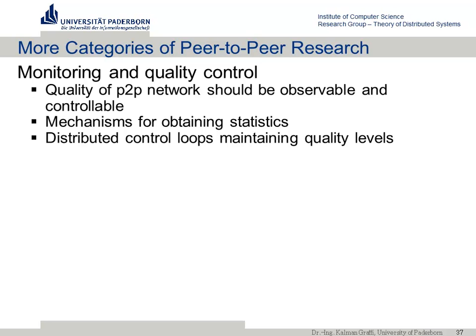And best would be if we have that network of 2 million nodes and we find out the response time is getting worse and worse. Then it would be good to have some distributed control loop that enables us to automatically change the network so that it fits our quality requirements more.